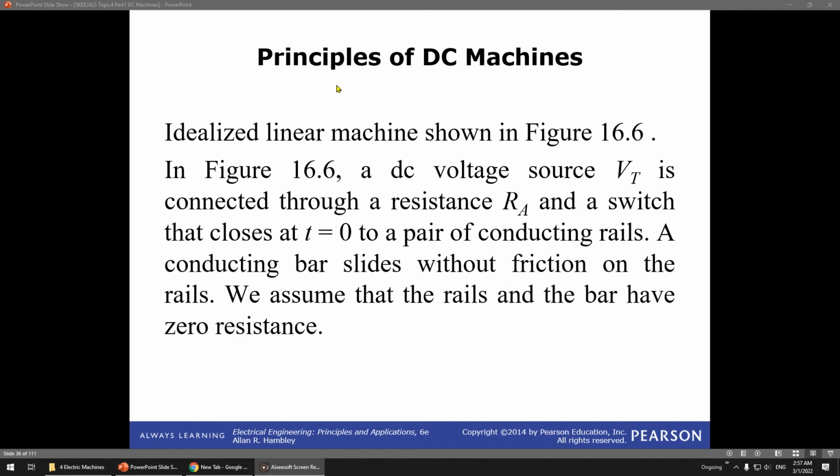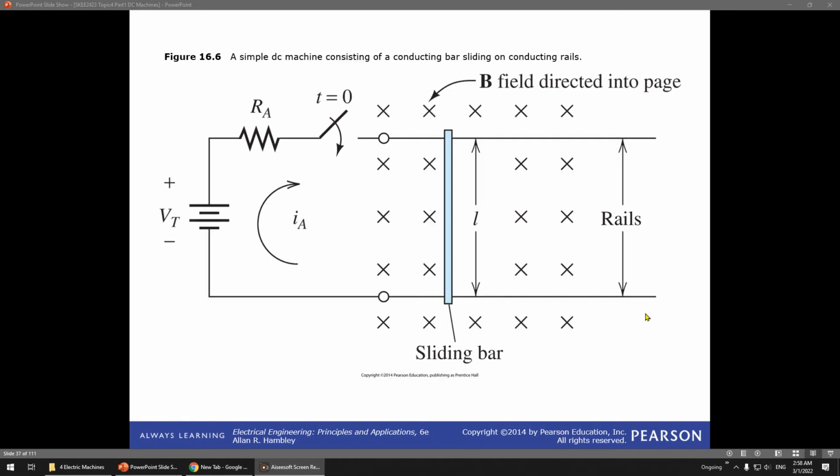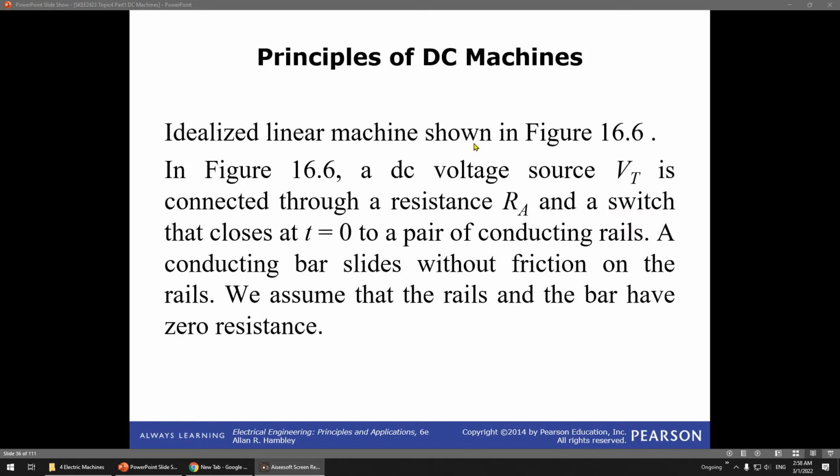And then you need to know the principle of the DC machine. Idealized linear machine shown in figure 16.6. A DC voltage source VT is connected through a resistor RA and a switch, closed at t equals 0, to a pair of conducting rails. A conducting bar slides without any friction. Assume that the rails have zero resistance. So this is an idealized linear machine.